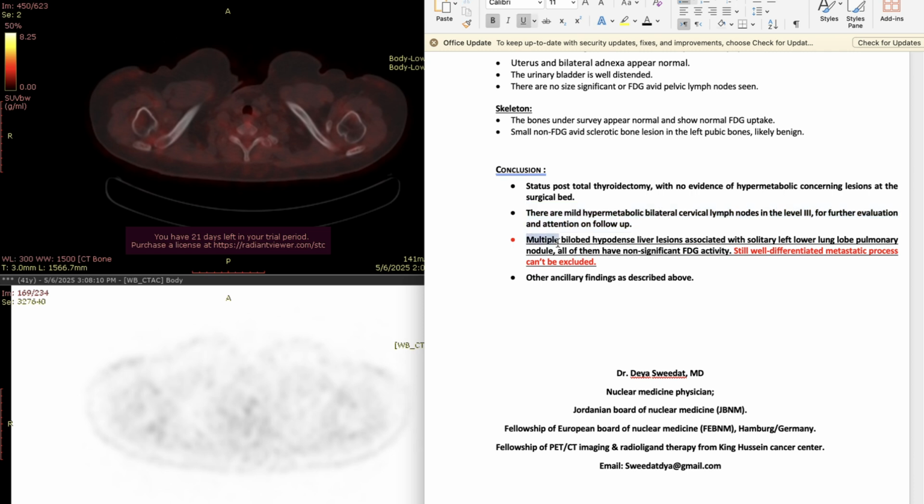And this is the most important point. Multiple liver lesions with solitary left lower pulmonary nodule. All of them have non-significant metabolic activity. Still, a well-differentiated metastatic process cannot be excluded.